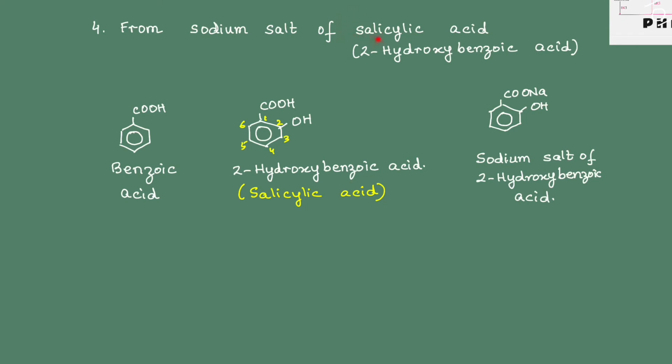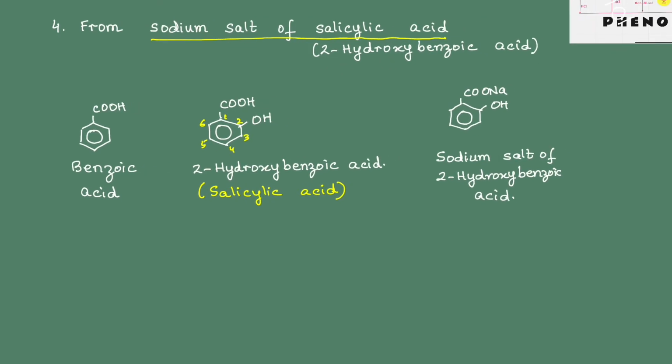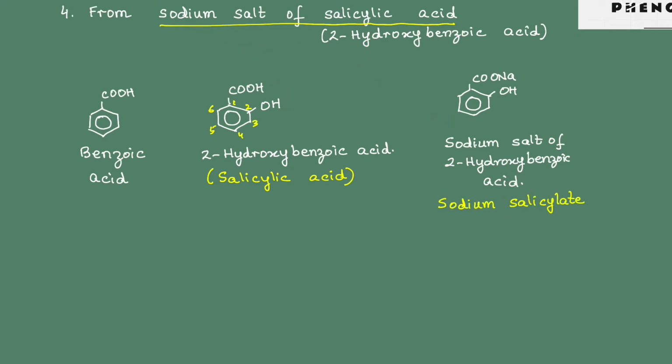So we've done one part of this big name that we've got, that is sodium salt of salicylic acid. So next step is to convert it into a sodium salt. So sodium salt means the hydrogen of the acidic group gets replaced by sodium. Hence the name of this compound now would be sodium salt of 2-hydroxybenzoic acid, or in short, sodium salicylate. Yes, the same as the sodium salt of salicylic acid. So one aspect of it taken care of.